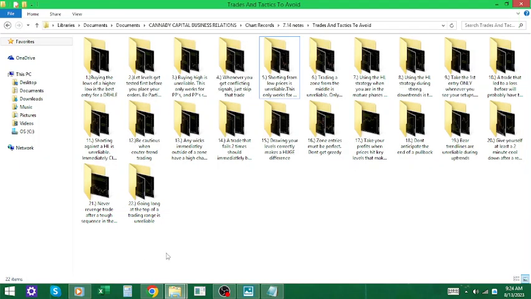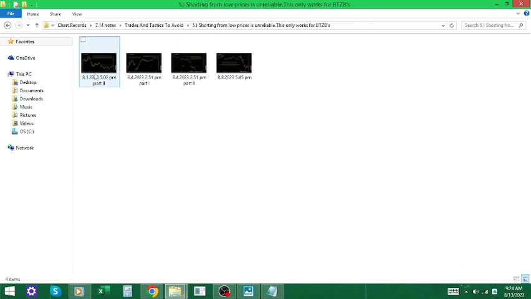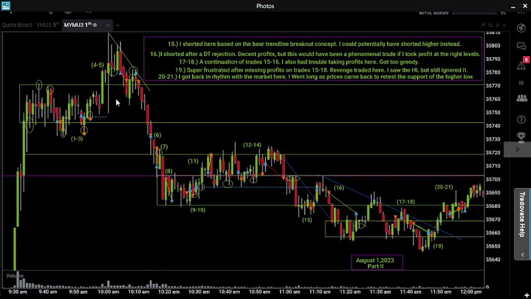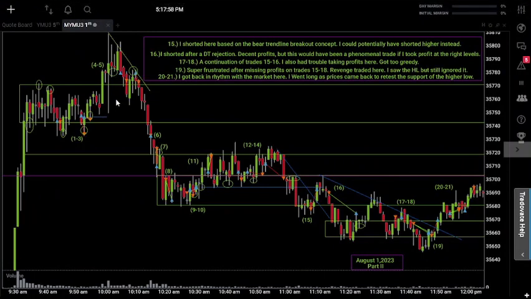Like, man, I can't tell you how many times I just got caught with the FOMO type of mindset where I had fear of missing out. And because of that, I just shorted from lower prices. Now, let's take a look at some examples of why this happens. Let's look at trades 9 and 10 from August the 1st. 9 and 10. So let's actually start right here at 6.